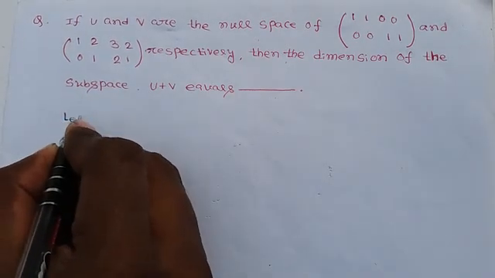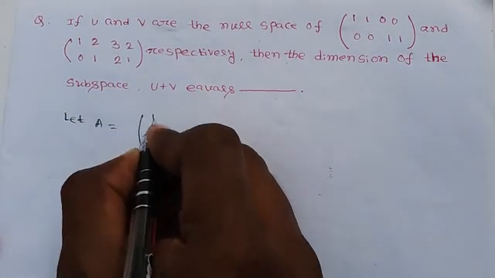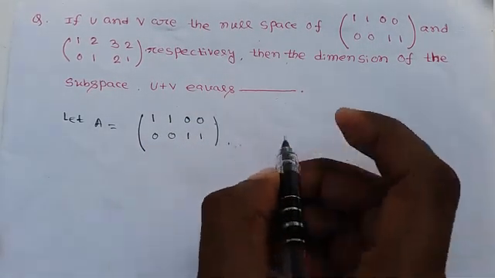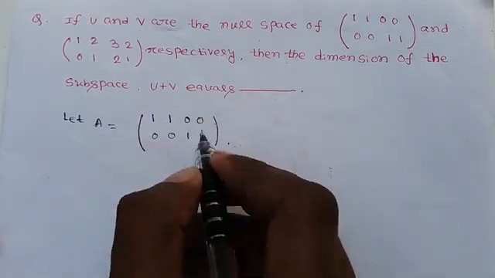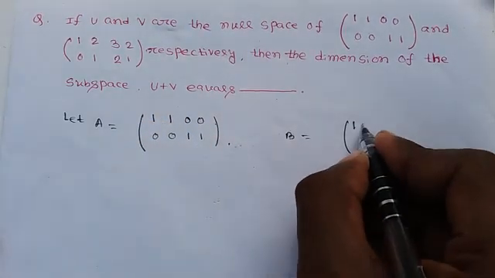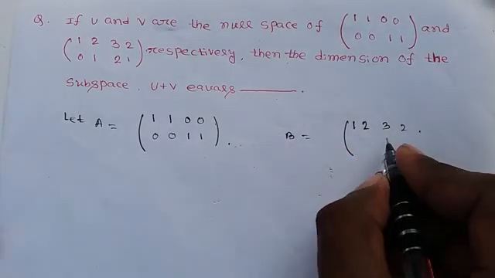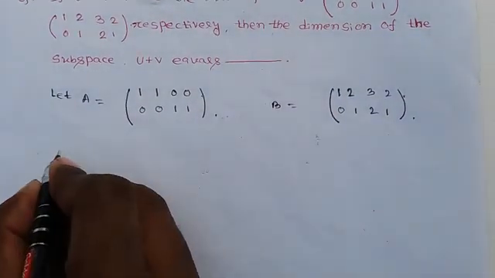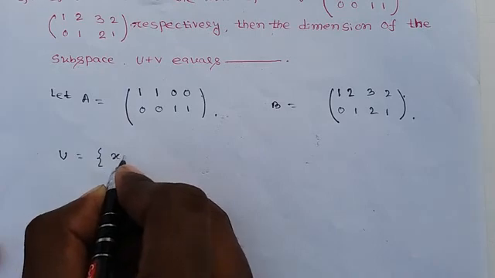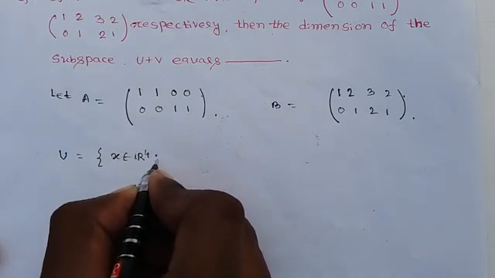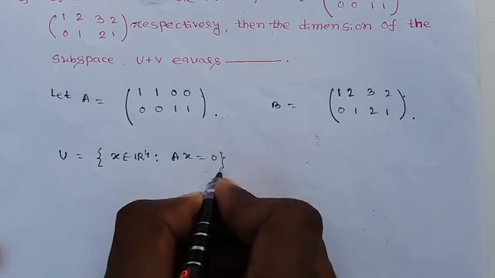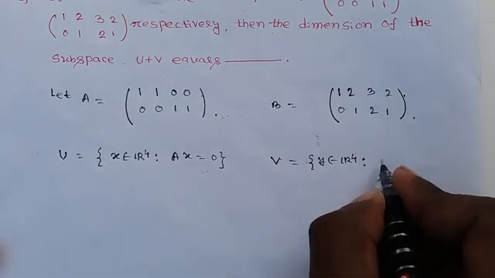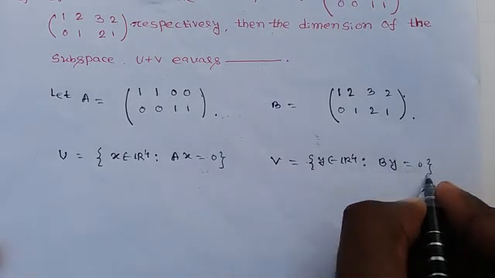First of all, let A be the matrix [1 1 0 0; 0 0 1 1] and B be the matrix [1 2 3 2; 0 1 2 1]. By the given question, U is the null space of A. That means U equals the set of x belonging to R^4 such that Ax equals 0, and V equals the set of y belonging to R^4 such that By equals 0.